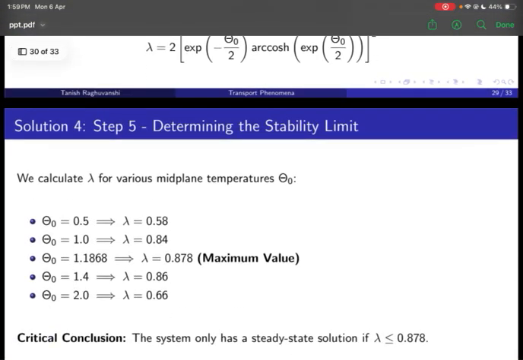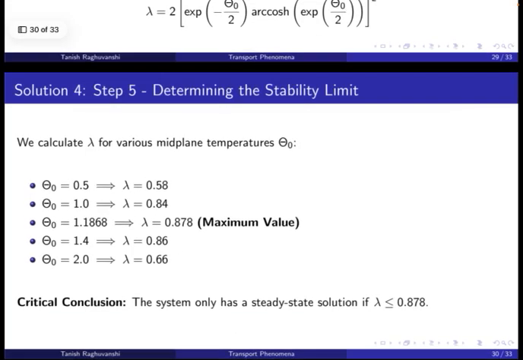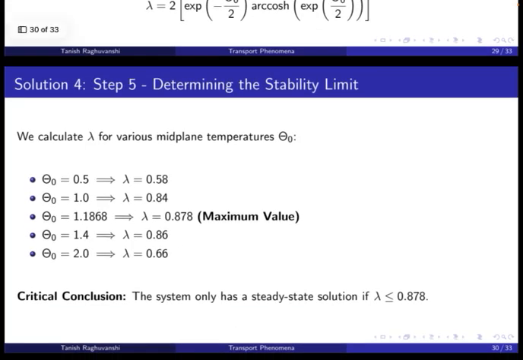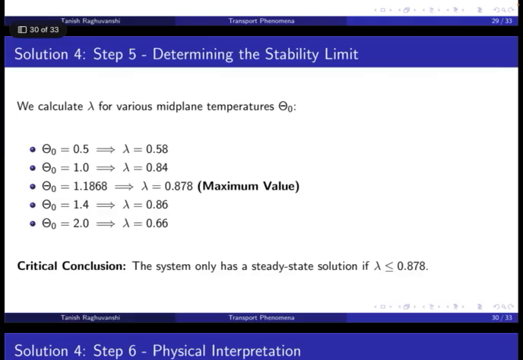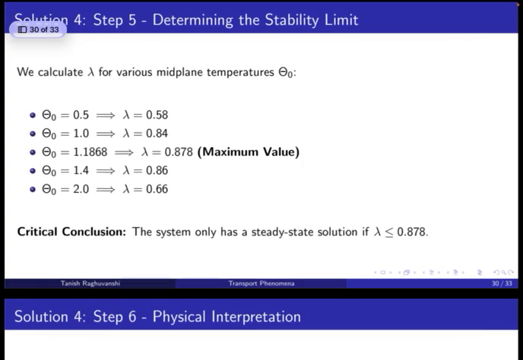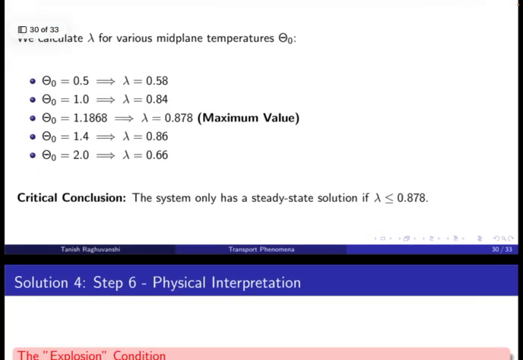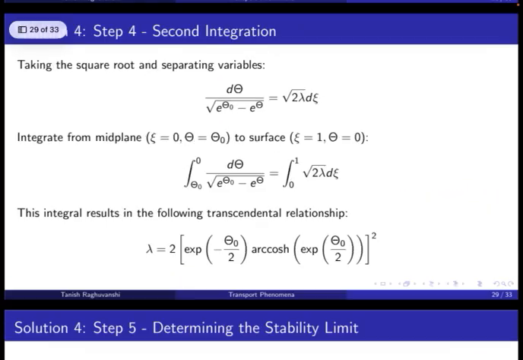So we calculate lambda for various mid-plane temperatures. Theta naught is equal to 0.5, we get lambda is equal to 0.58, and at theta naught is equal to 1.186, we get lambda is equal to 0.878, after which it is decreasing. So it is the maximum value that we get. So the system only has a steady state solution if lambda is less than 0.878, which is our maximum value. If it is greater than that, then the system would not exist. So that is the critical conclusion that we've come to using the math.